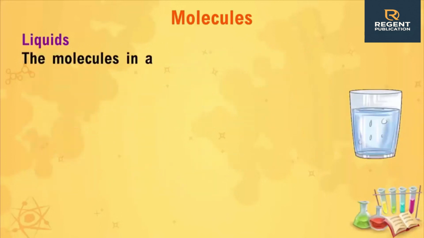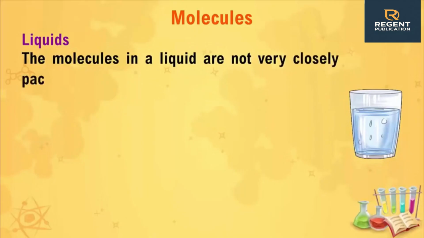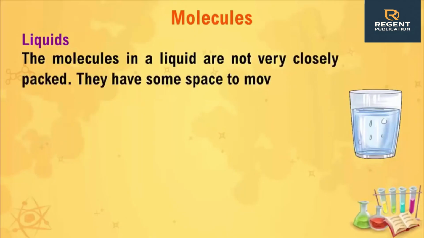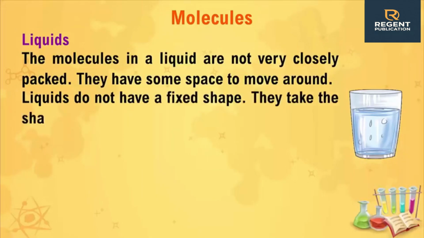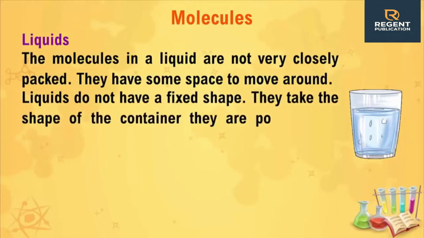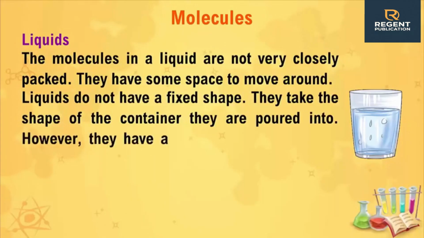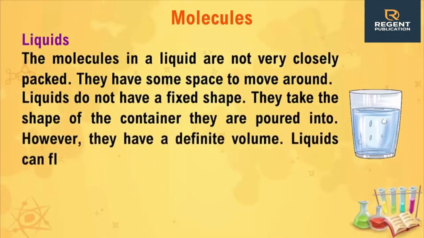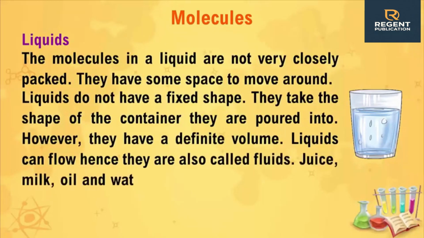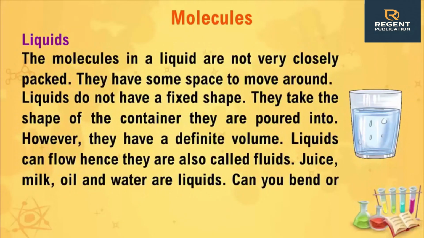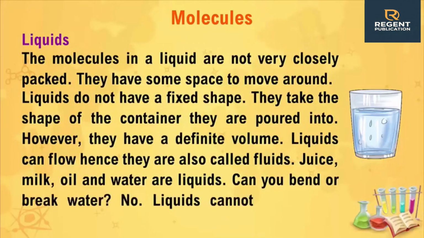Liquids. The molecules in a liquid are not very closely packed. They have some space to move around. Liquids do not have a fixed shape. They take the shape of the container they are poured into. However, they have a definite volume. Liquids can flow, hence they are also called fluids. Juice, milk, oil, and water are liquids. Can you bend or break water? No. Liquids cannot be bent or broken.